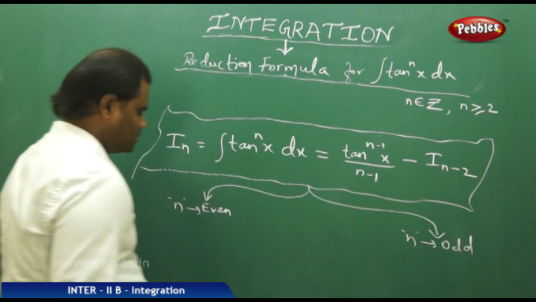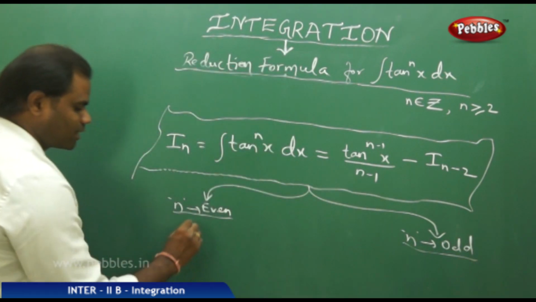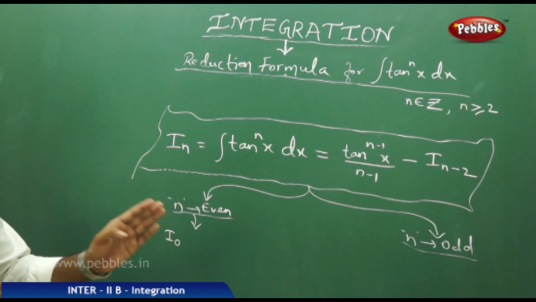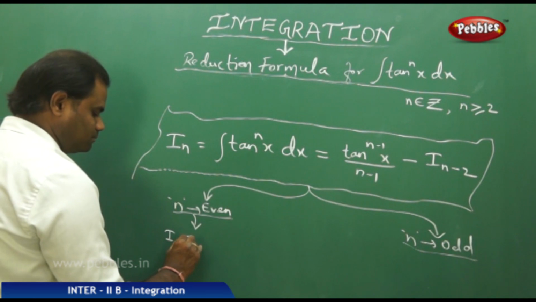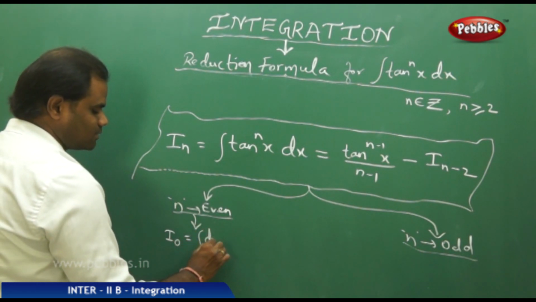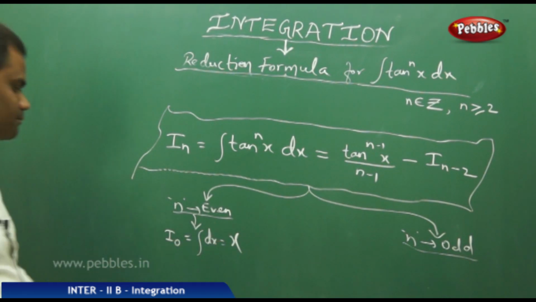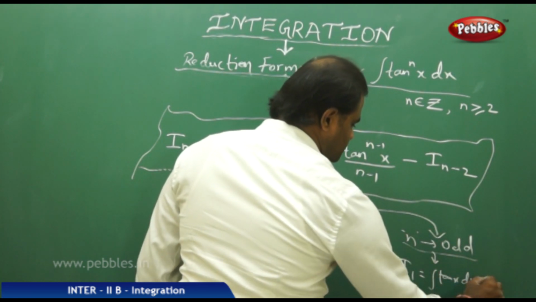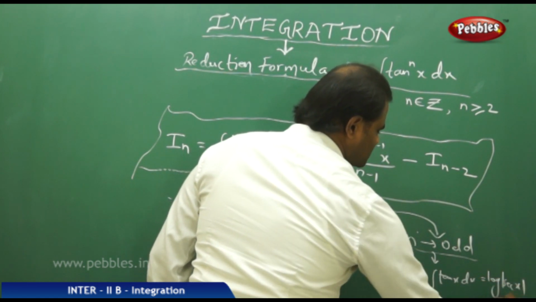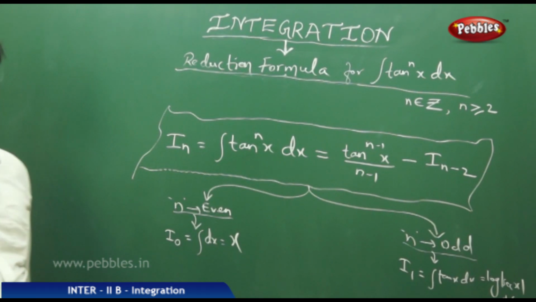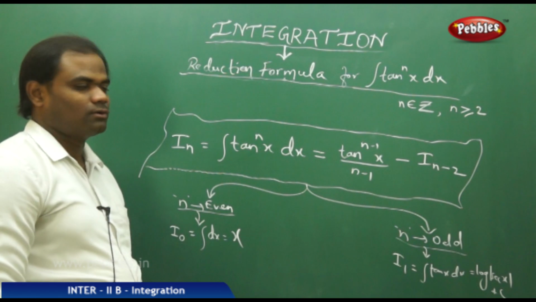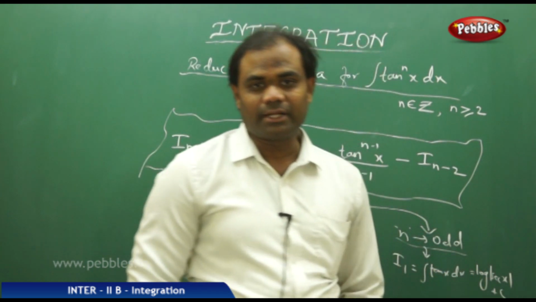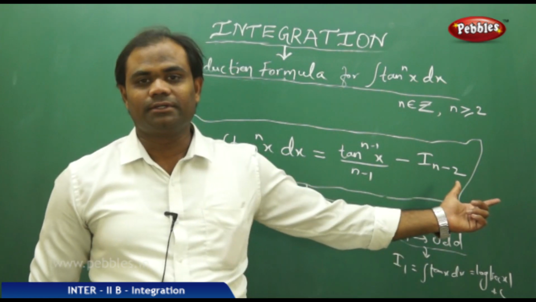If n is even, my last reduction reduces to I naught because 6, 4, 2, 0, etc. And this will be integral of tan power 0x dx, which is x. I get I naught is this, and here the last reduction will be I1, which is integral tan x, which is log mod secant x plus c. So integral of tan x is log mod secant x, which is I1, and this is I naught. If n is even, the last reduction is x; if n is odd, the last reduction is log mod secant x plus c, which we use accordingly with n.